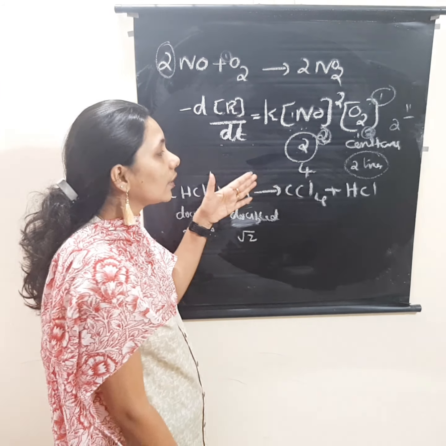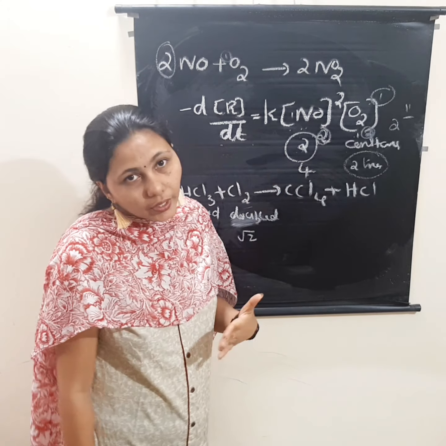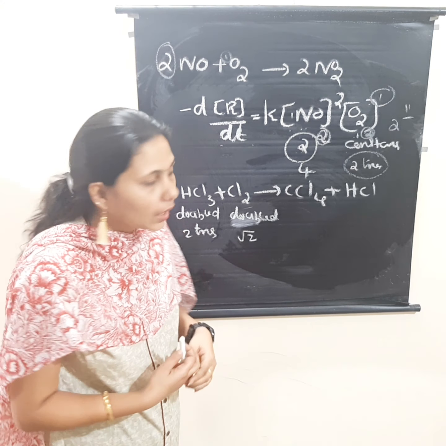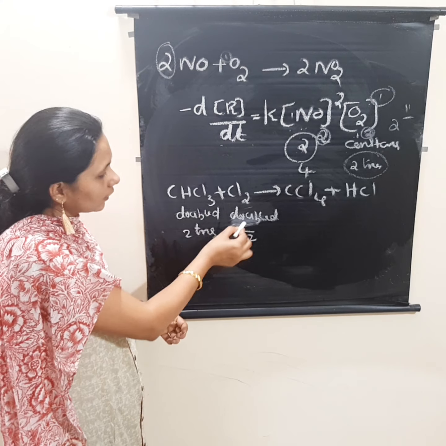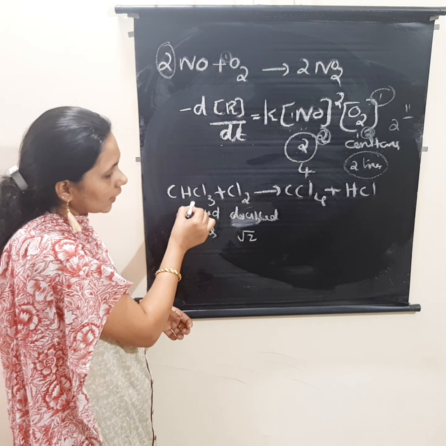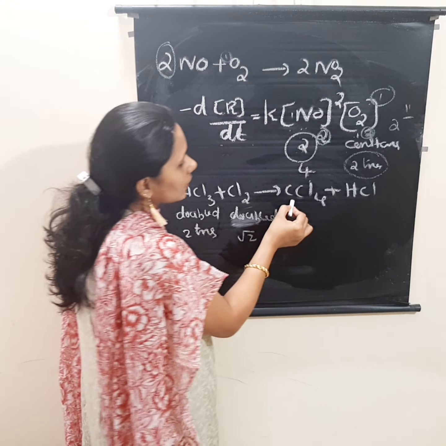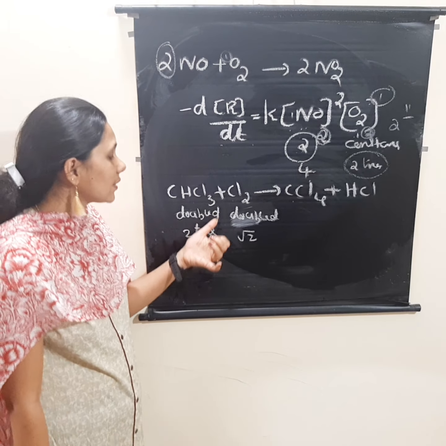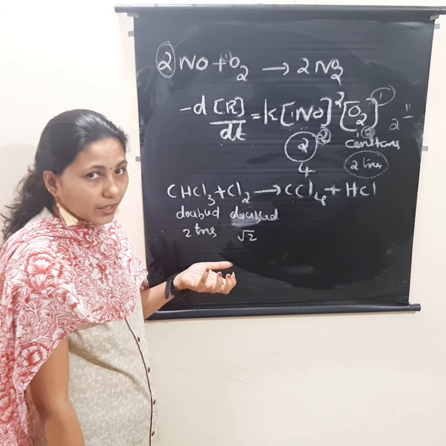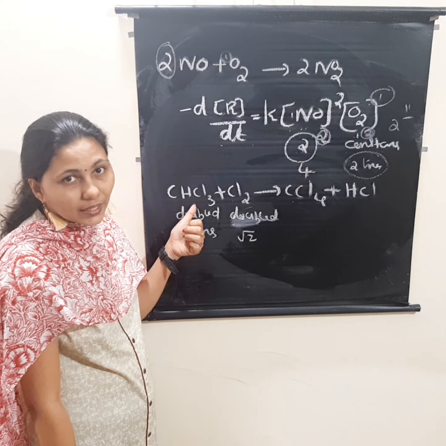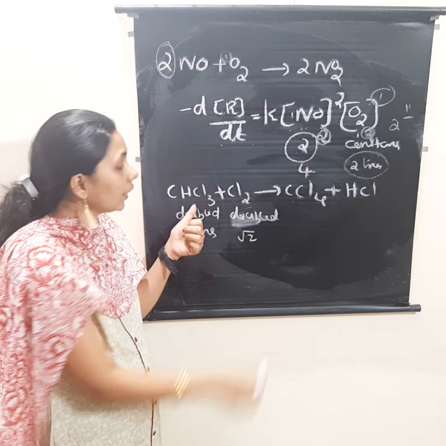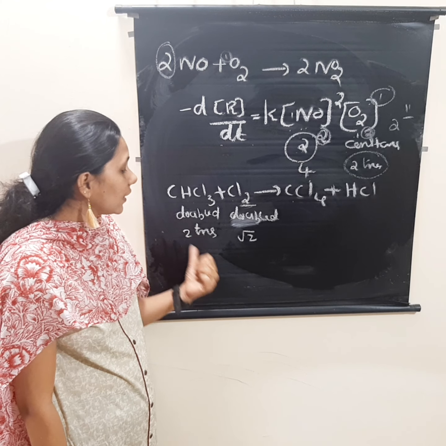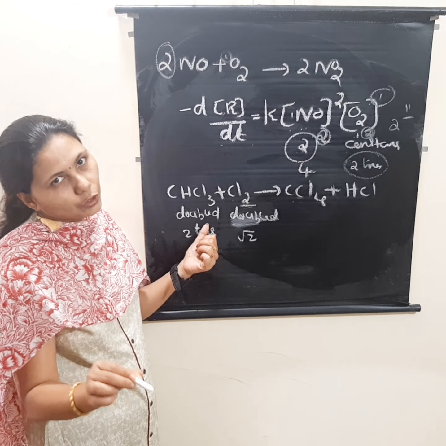So here the exponents and the stoichiometric coefficients are equal. Now consider this reaction: chloroform CHCl3 plus Cl2 gives CCl4 plus HCl. On experimentation, they doubled the concentration of CHCl3, keeping the concentration of Cl2 constant. Then the rate of reaction increased by 2 times only.